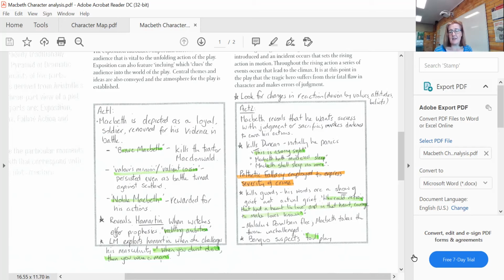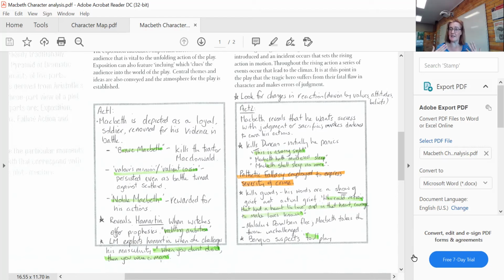So you can see here that in Act 1, where the focus is providing an introduction to all of the characters, perhaps to the key complication, and beginning to establish the story, I need to establish the status quo. So at this point, Macbeth is a loyal soldier. He is depicted as brave.